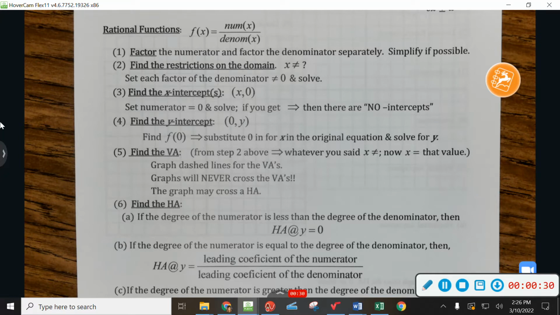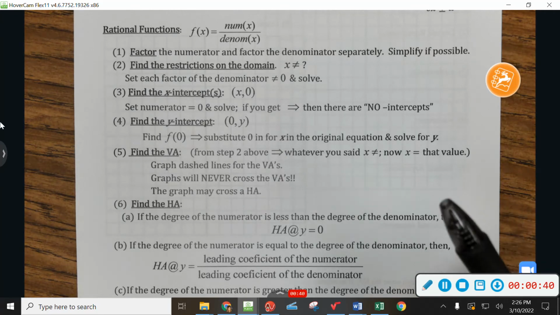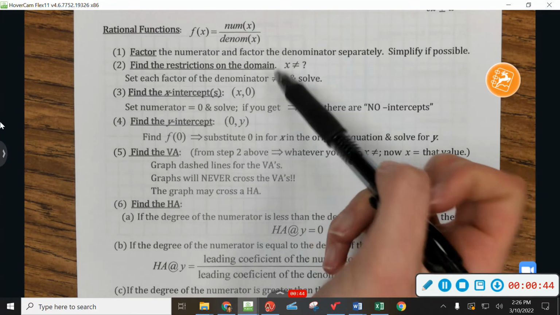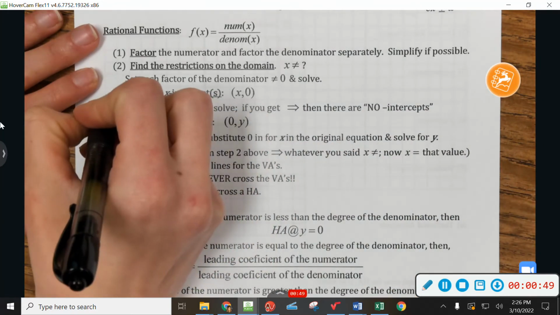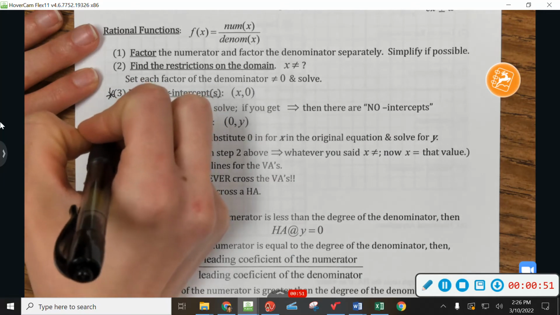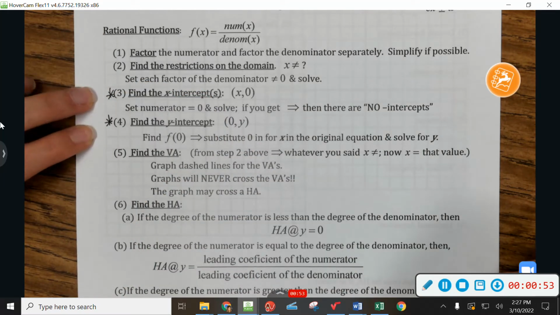Once you do that, the restrictions on the domain is what we did last class also. You take the denominator, what can it not equal? So you set the denominator equal to 0. Figure out what that value is, because you can never divide by 0. So that's why we do those restrictions. Your x-intercepts and y-intercepts, that's new for this lesson that we didn't do last lesson.